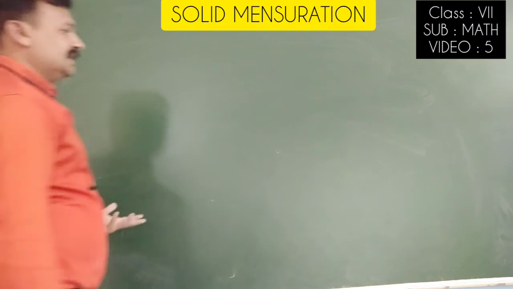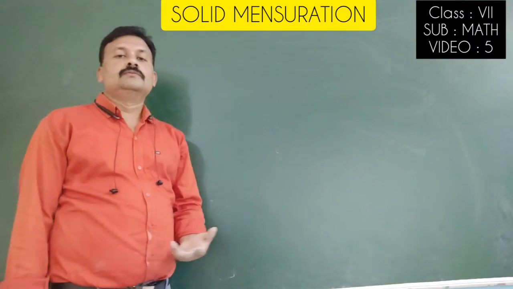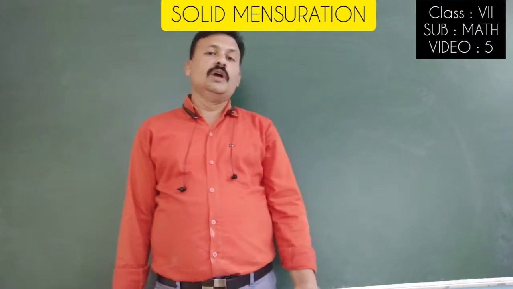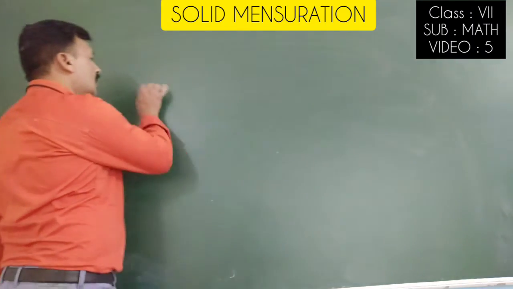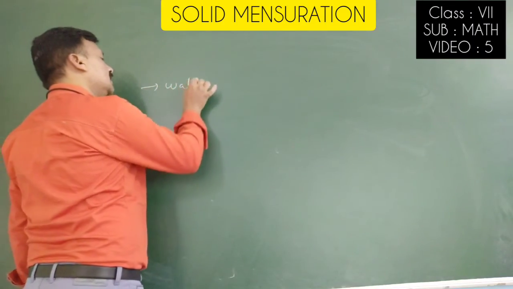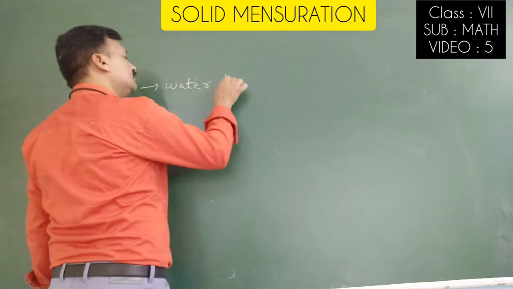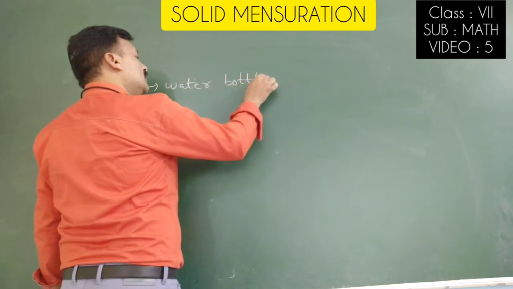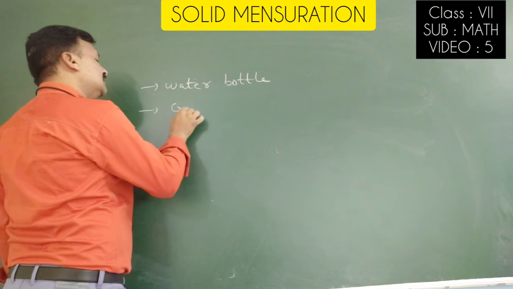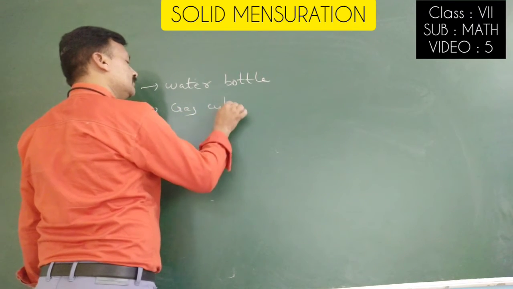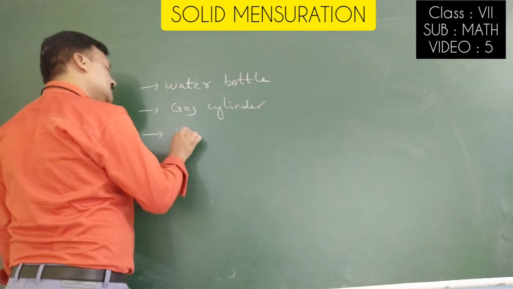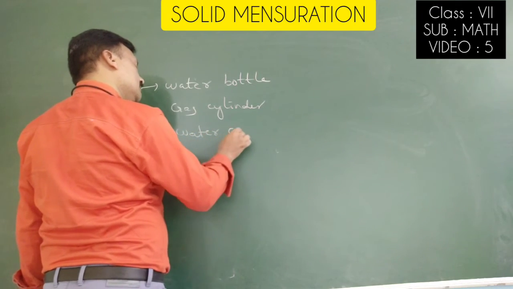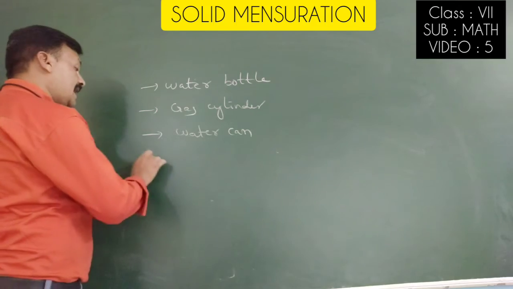What are the examples of a cylinder? In daily life, we have a water bottle. Examples are cylinders: gas cylinders, water cans, candles.